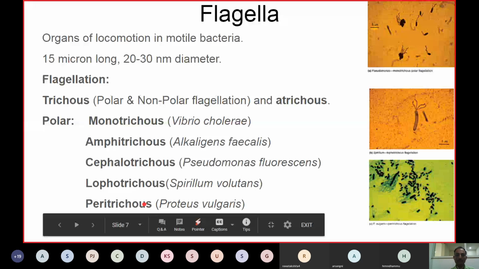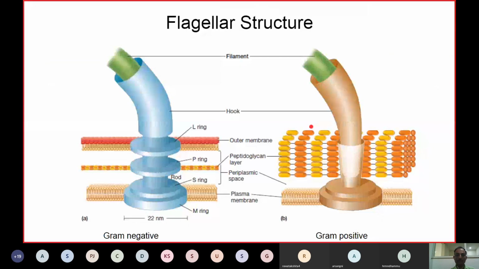Coming to the structure or components of a flagellum. Flagella are generally made up of three main components: the basal body, the hook, and the filament. So flagella are made up of three main components: basal body, hook, and filament, right?